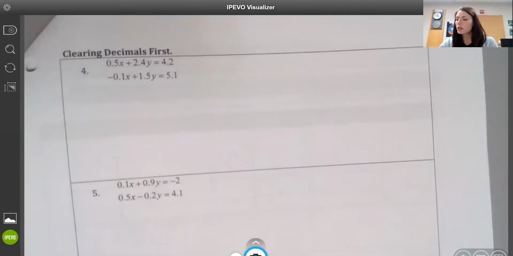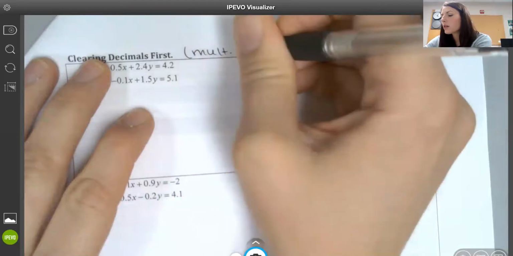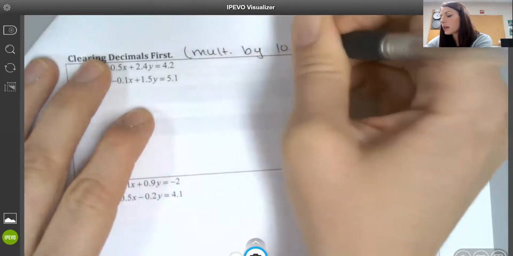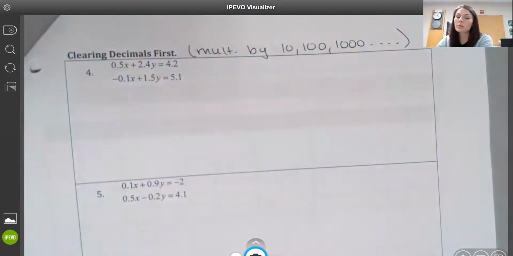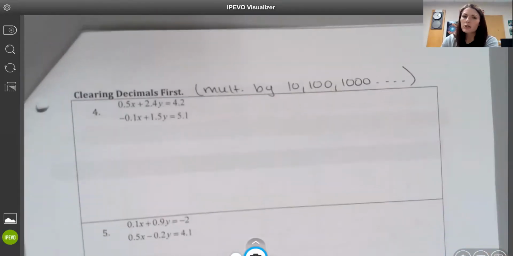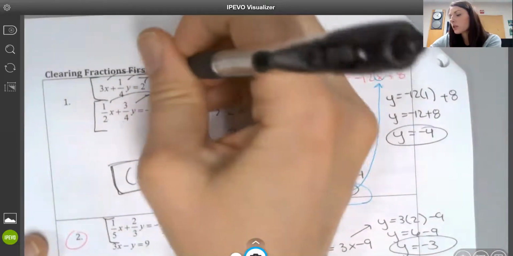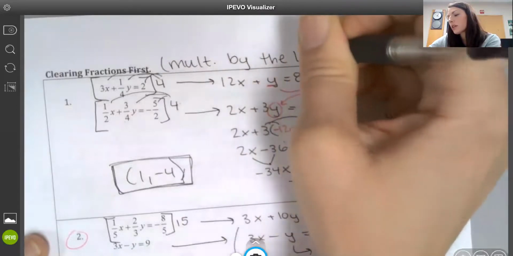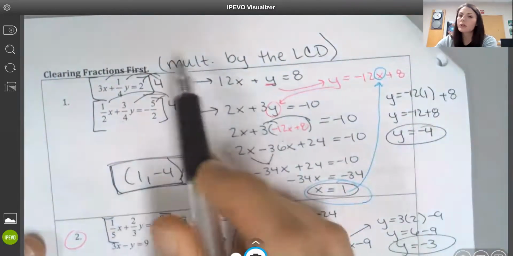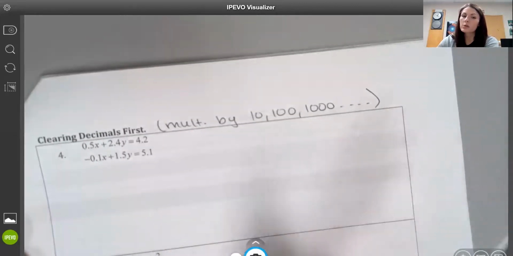And so remember, when we clear decimals, we multiply by 10, 100, 1,000, whatever we need to get rid of the decimals. And actually, let's add that to our notes just so we have it on the other page. To clear fractions first, we multiply by the LCD. Okay, that's how we clear fractions. This is how we clear decimals.